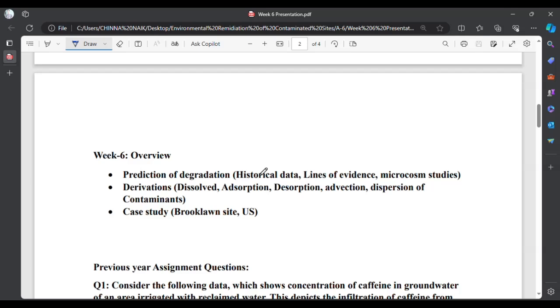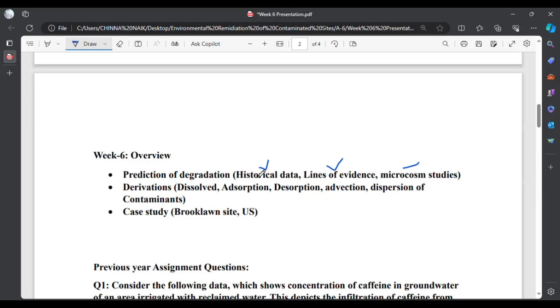One is studying the historical data, the second is studying the lines of evidence, and then microcosm studies. In historical data, we check the past data of the particular contaminated site, the related contaminant concentration. Based on the previous study data, we can conclude whether biodegradation of a particular contaminant is occurring or not.